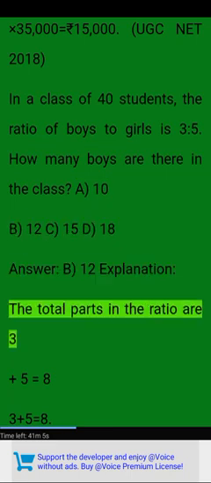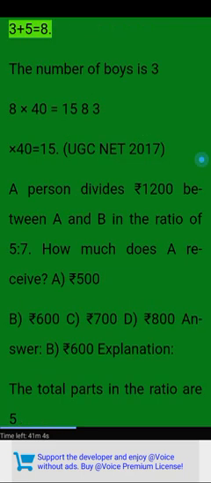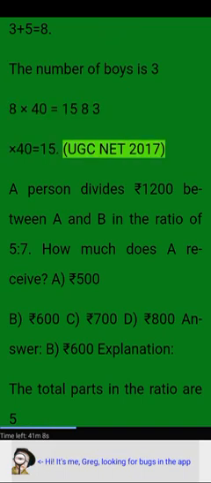Explanation. The total parts in the ratio are 3 plus 5 equals 8. The number of boys is 3/8 times 40 equals 15.